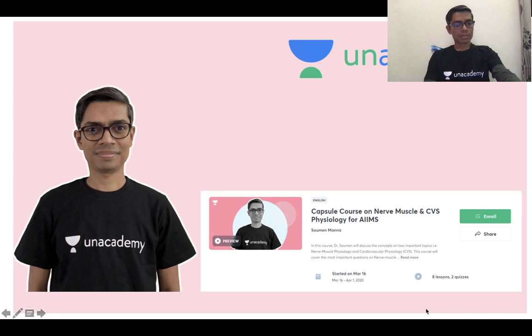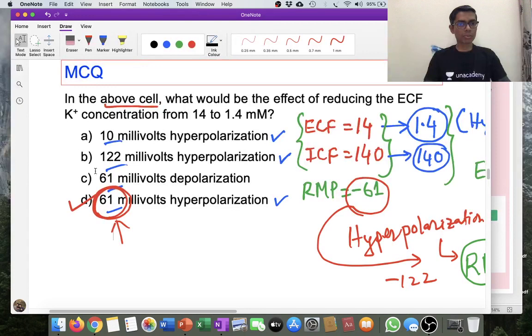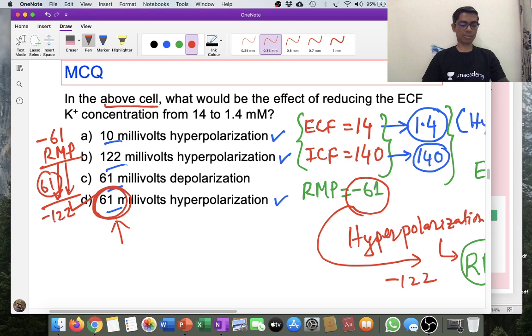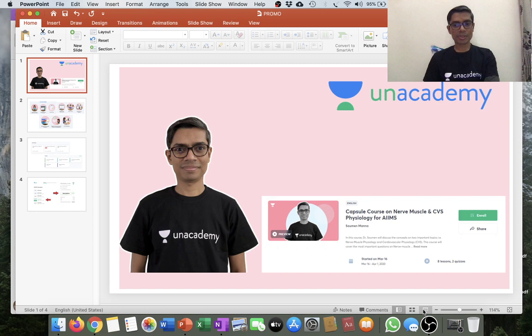Someone is asking why not B, 122 millivolt hyperpolarization. No, hyperpolarization means how much negativity the cell has moved from the RMP. The original RMP was minus 61 millivolt. It has now moved to minus 122 millivolt. So 61 millivolt movement has occurred. Always, hyperpolarization is compared with the RMP. RMP is minus 122 millivolt, but that is not the hyperpolarization. Hyperpolarization means how many millivolts it has moved from the RMP. So please remember. I hope you have learned something from this session.